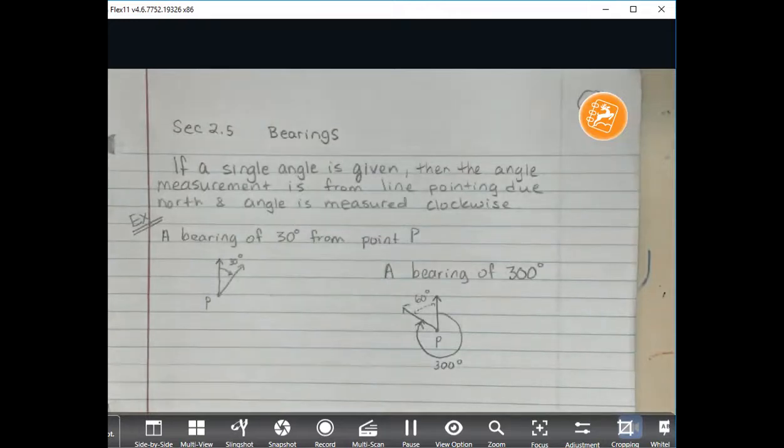So pilots would use bearings, ships at sea would use bearings. I don't know, we got any geology people in here that uses it? Yeah. We use bearings in trig in section 2.5. That's where I use it.